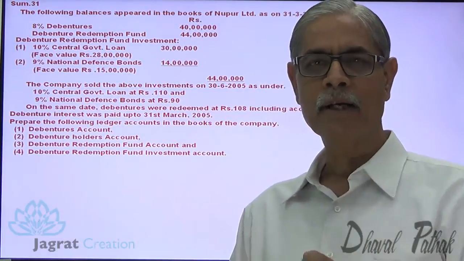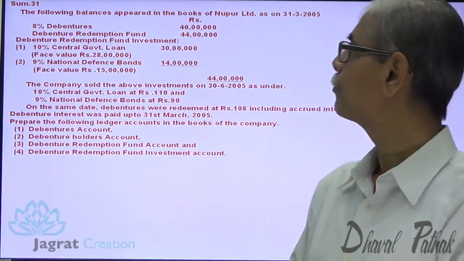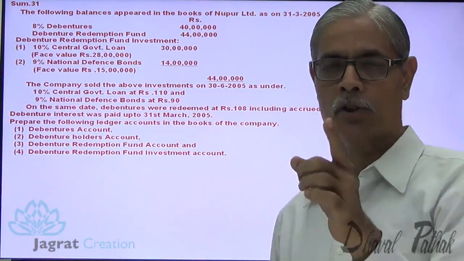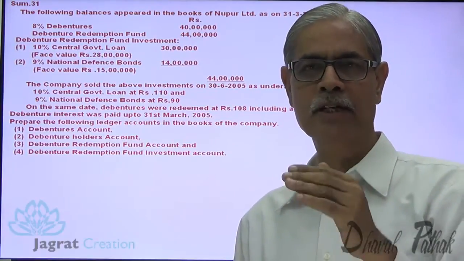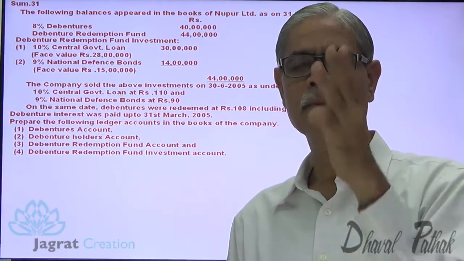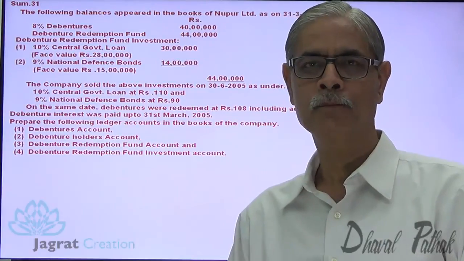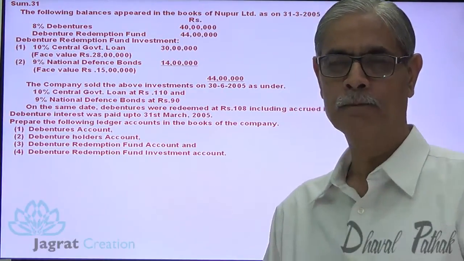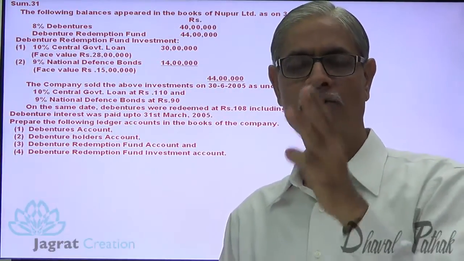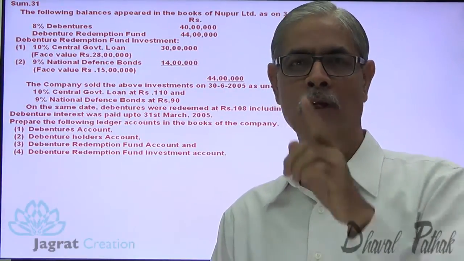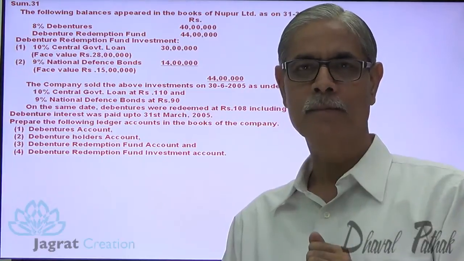So interest element is for how many months? Balances as on 31st of March are given. Redemption is made on 30th June. So redemption is done after 3 months. So 3 months interest is to be calculated. So on 100 rupees at the rate of 8%, for 3 months interest is how much? 100 into 8%, so 8 rupees.